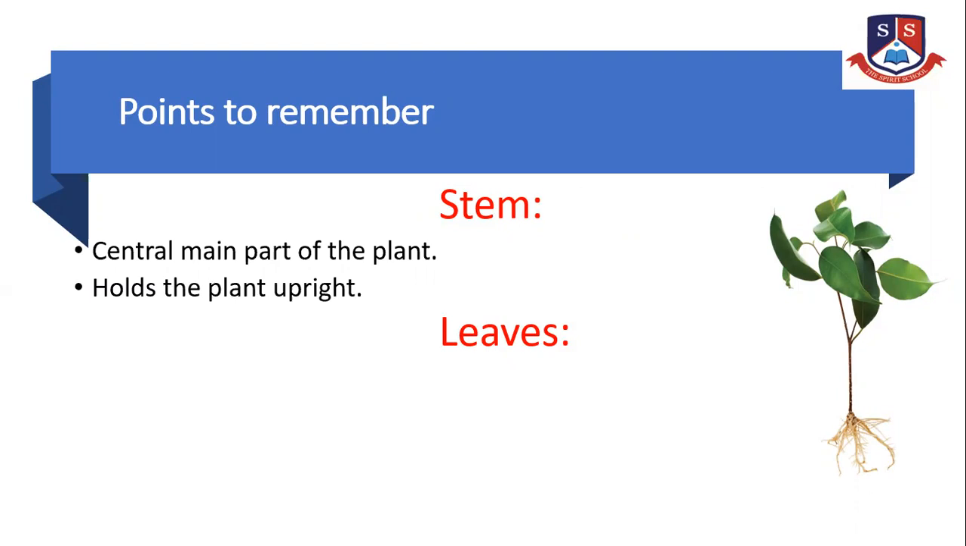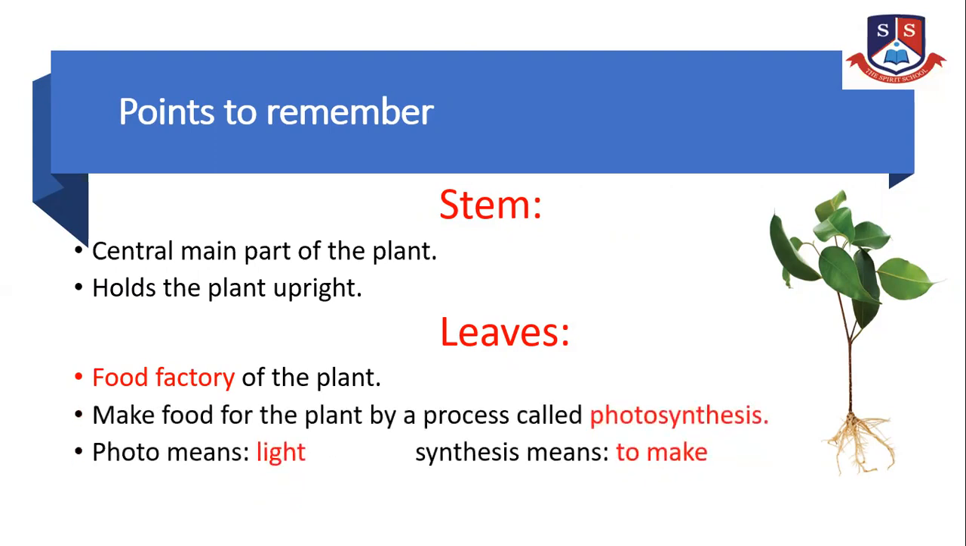So what are the functions of the leaves? Leaves are the food factory of the plant. Leaves make food for the plant by a process called photosynthesis. Photosynthesis splits into the two words: photo means light and synthesis means to make.